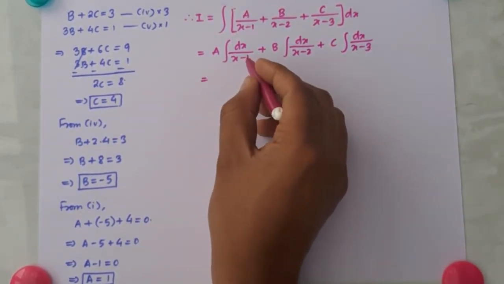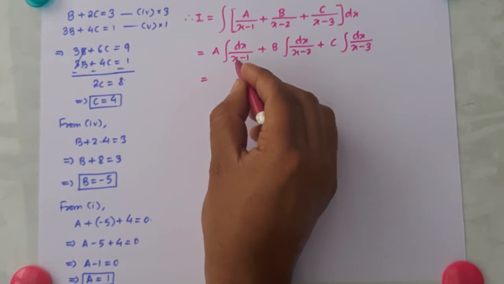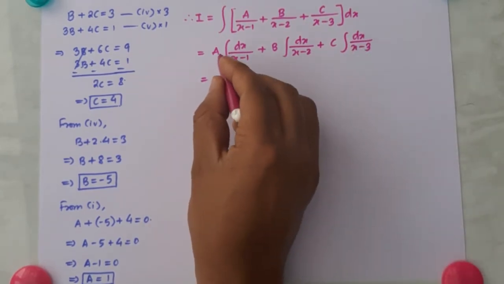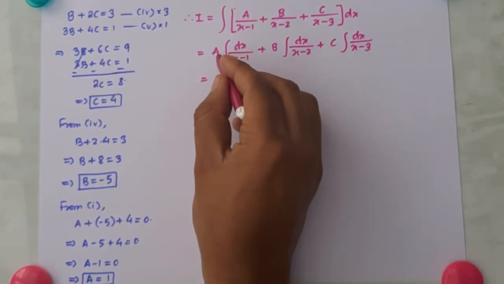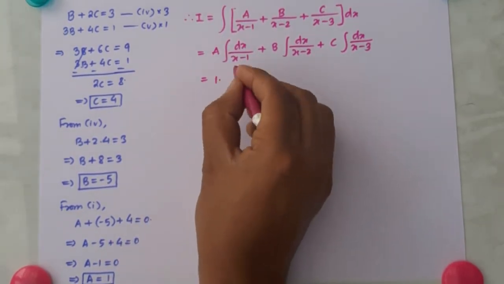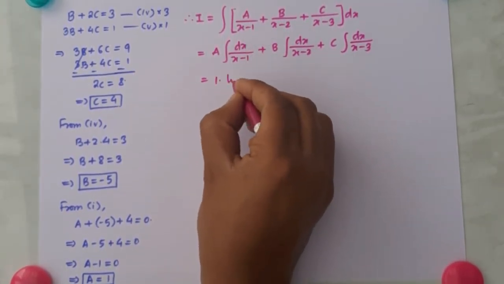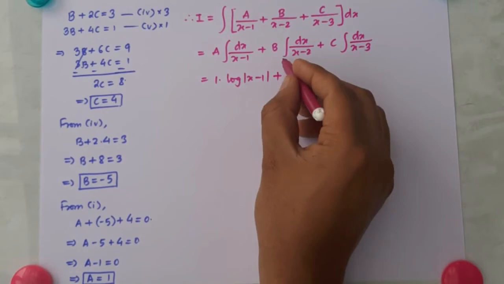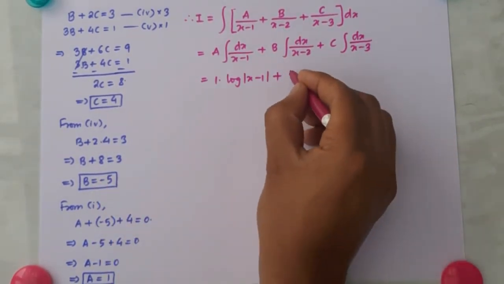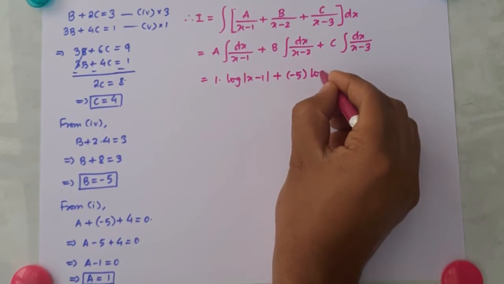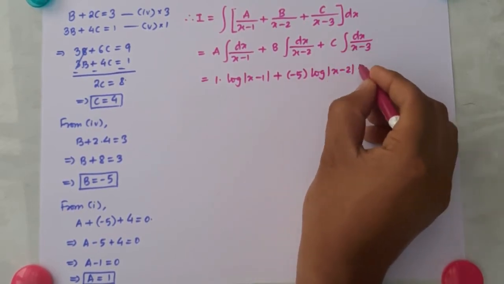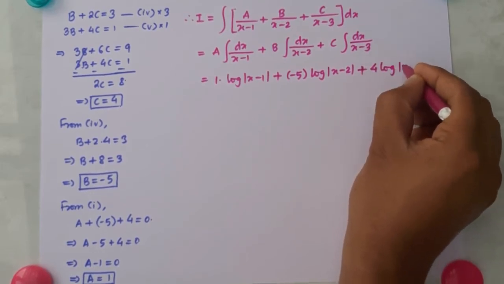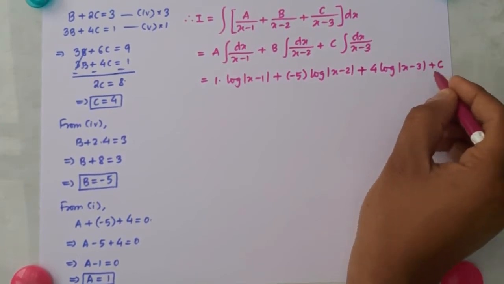Okay, so all of you can see that the coefficient of x here is plus 1. Here also it is plus 1. Here also it is plus 1. So we can directly write down the formula. So a is 1, isn't it? So this becomes 1, and the formula of this becomes log of (x minus 1) plus, okay, so this becomes b. B is how much? B is minus 5. So this becomes log of (x minus 2). And what is c? C is 4. So this becomes plus 4 into log of (x minus 3) with constant of integration.